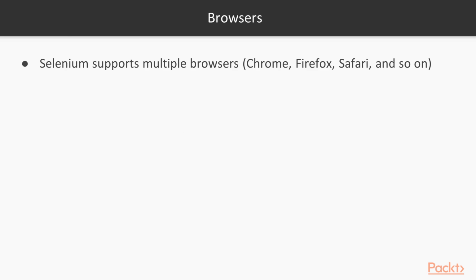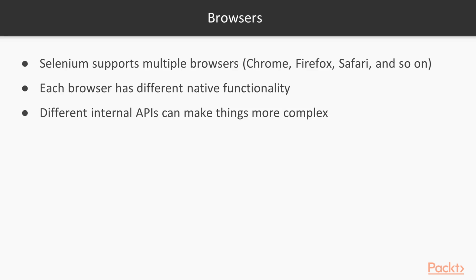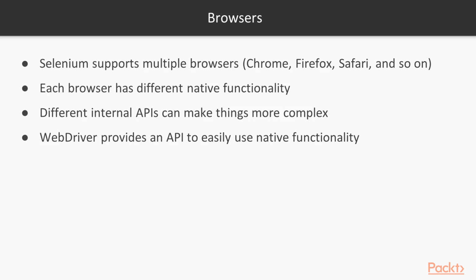And like I mentioned, we are automating browsers, and Selenium supports multiple browsers like Chrome, Firefox, Safari, and more. Each browser has different native functionality, and each of those browsers has a different internal API. Supporting all of those different APIs can make things really complex for your project. So essentially what WebDriver does is it provides an API to easily use the native functionality of all those browsers.